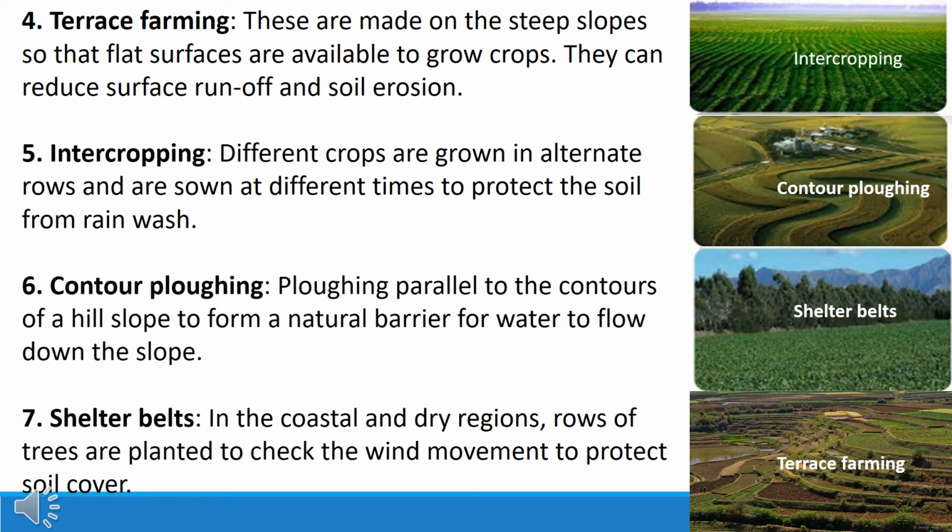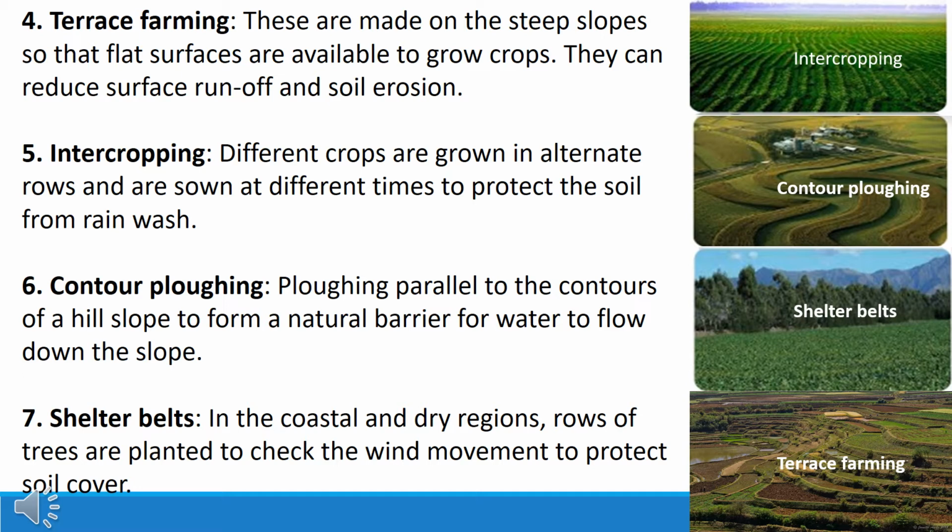The last method of soil conservation is shelterbelts. In the coastal and dry regions, rows of trees are planted to check the wind movement to protect the soil cover. Not only that, we have these shelterbelts along the hilly areas also.